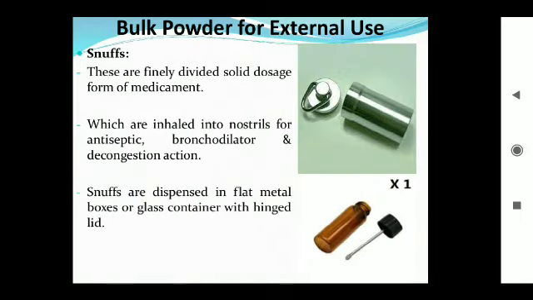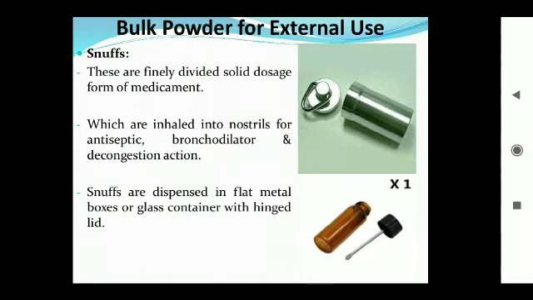Snuffs. These are finely divided solid dosage forms of medicament which are inhaled into the nostrils for antiseptic or bronchodilator action or decongestion action. These snuffs are dispensed in flat metal boxes or glass containers with a hinged lid.